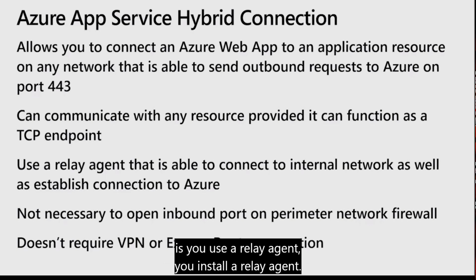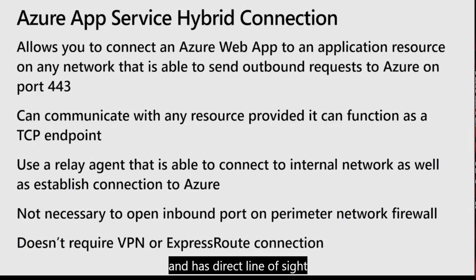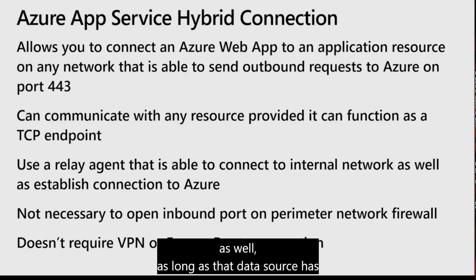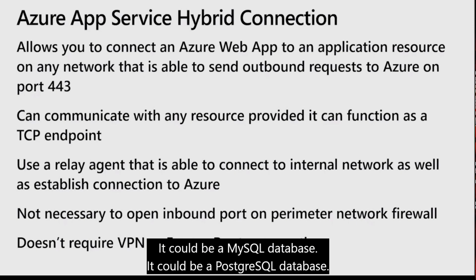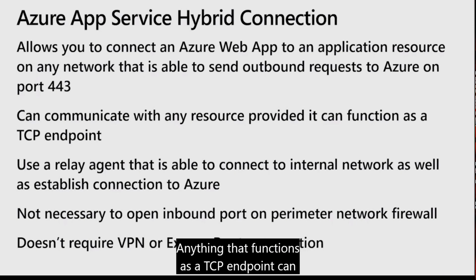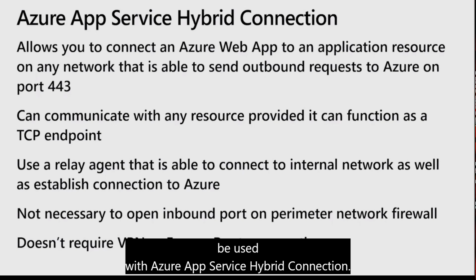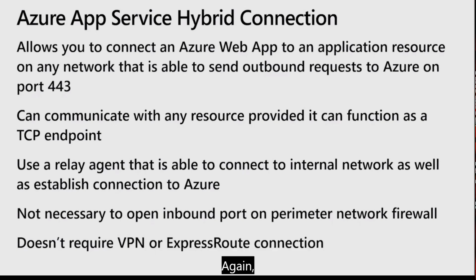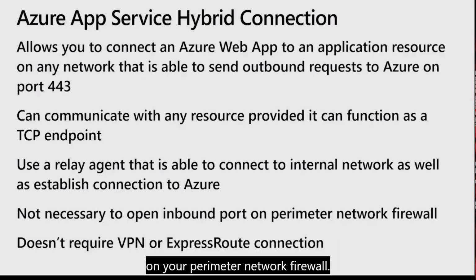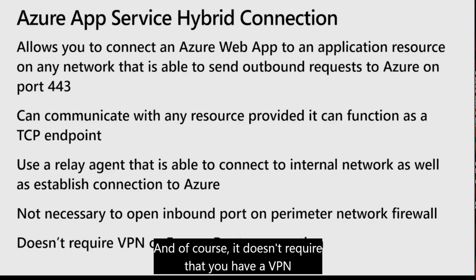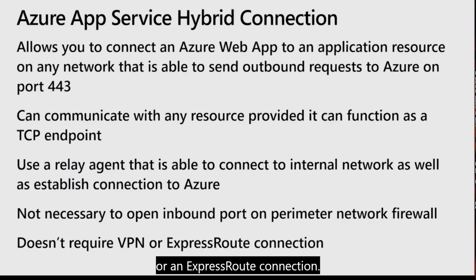So the way that it works is you install a relay agent. That relay agent sits on your internal network and has direct line of sight to the data source, as long as that data source has a TCP endpoint. So it can be a SQL database, it can be a MySQL database, it can be a PostgreSQL database. Anything that functions as a TCP endpoint can be used with Azure App Service Hybrid Connection. Again, with this technology, it's not necessary to open an inbound port on your perimeter network firewall. And of course, it doesn't require that you have a VPN or an ExpressRoute connection.